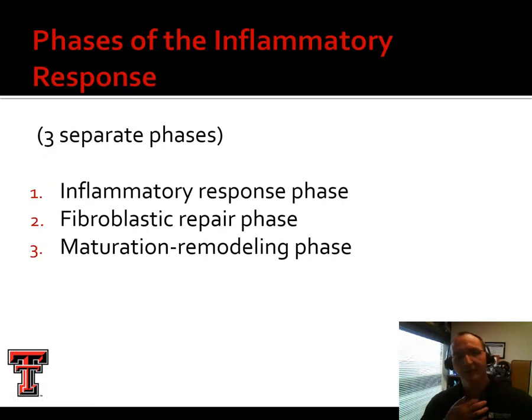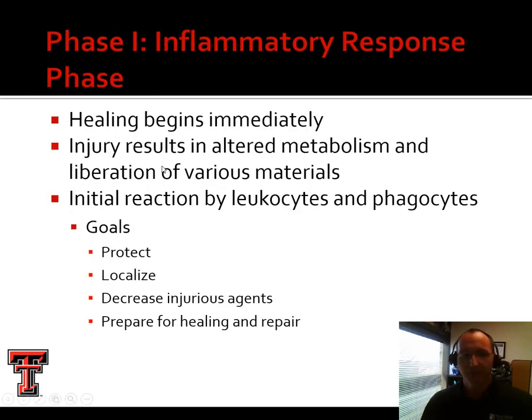So this inflammatory response actually occurs in 3 distinct phases. The inflammatory response, rather, is one of the 3 phases. Okay, and so we're going to take a look at it first. So healing begins as soon as injury occurs, believe it or not. Now, we might not necessarily recognize it, but those signs of inflammation actually serve a physiological purpose.